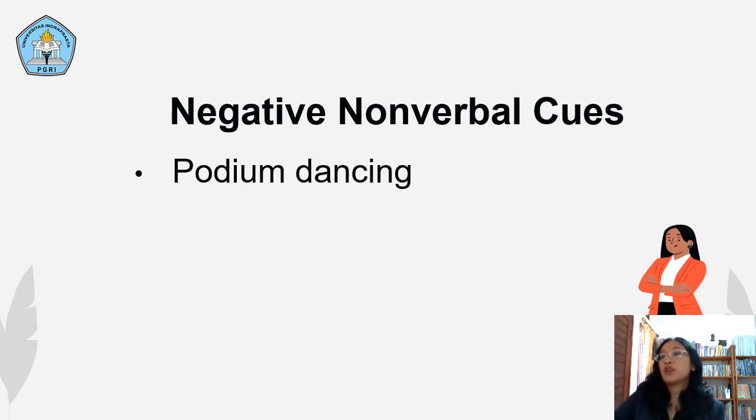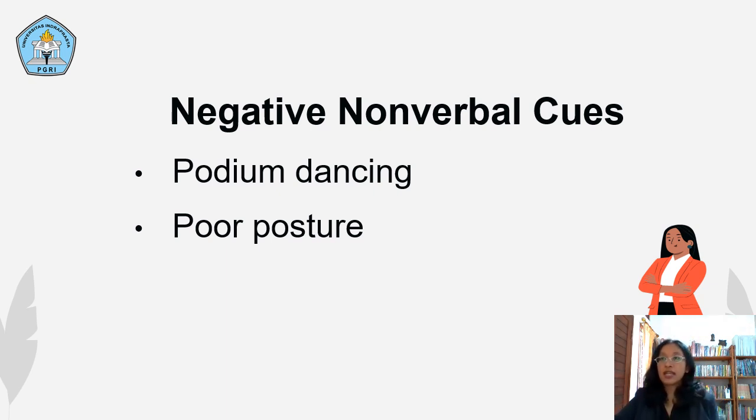Inappropriate clothing. Consider the environment and occasion when you choose your clothes and accessories. Wear what fits you. Generally, we behave more professionally when we dress more professionally. Next, podium dancing. When you become aware of your movements, you can choose which ones to keep and which to eliminate. Poor posture. Whether you're sitting or standing, keep your back straight and your shoulders back. You will look more confident.